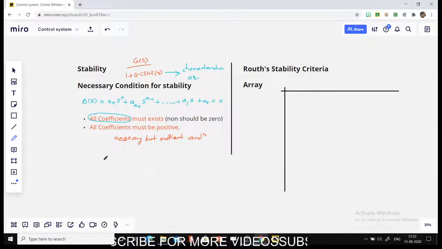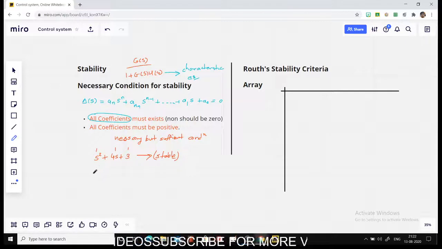Let us understand this. Let us take an example: s^2 + 4s + 3. This is one of my characteristic equations. I can check all conditions. All coefficients must exist: the s^2 coefficient is there, the s coefficient is there, and the s^0 coefficient is there. And all coefficients must be positive: 1 is positive, 4 is positive, and 3 is positive. So this system is not going to be surely unstable.